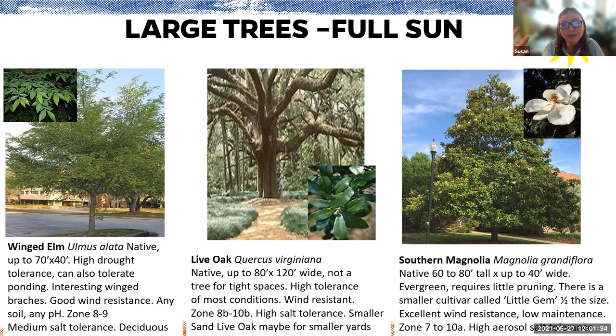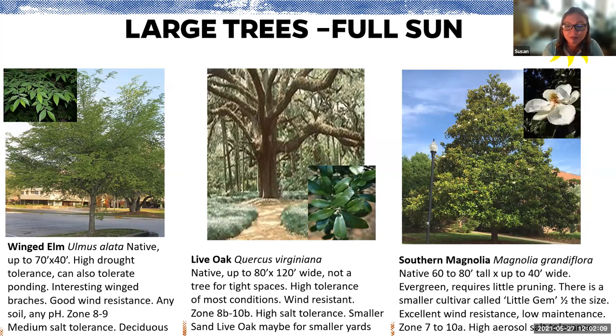So you need a pretty large space to accommodate a live oak. But if you have that space, by all means, it's a wonderful plant to use. The southern magnolia is another very large grand dame of the landscape. This one gets very large, up to 80 feet tall eventually and 40 feet wide, but there is a smaller cultivar called the Little Gem, and that one gets to be about half the size. So a lot of people will go with the Little Gem magnolia instead for a smaller yard.